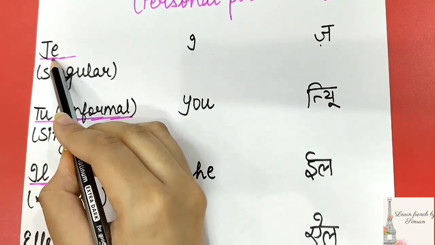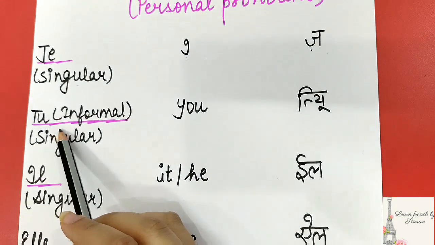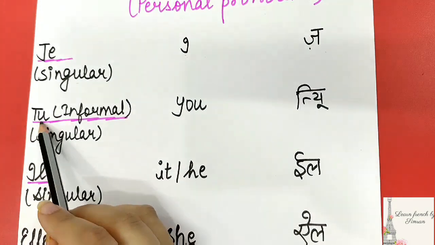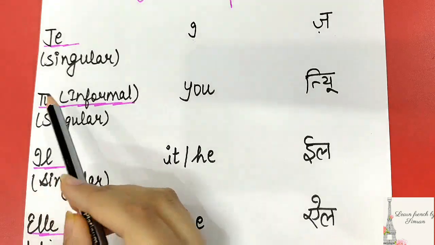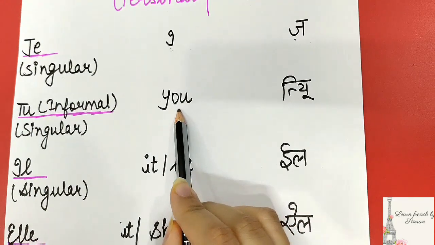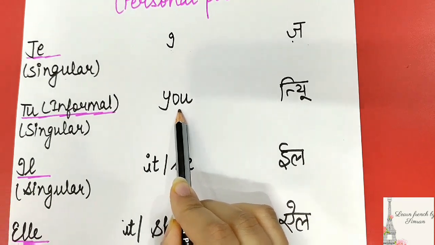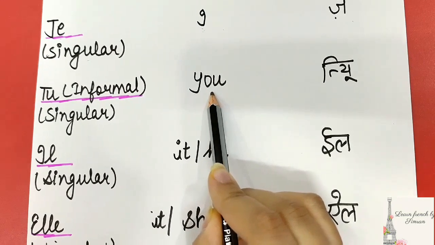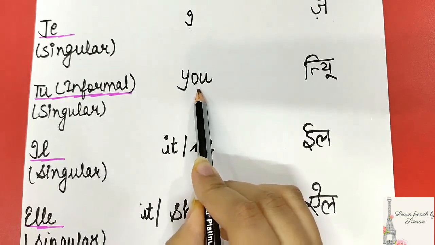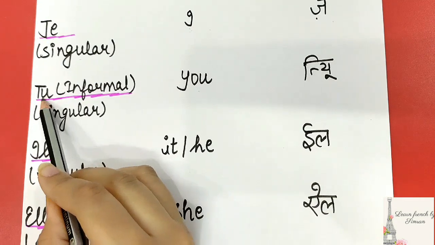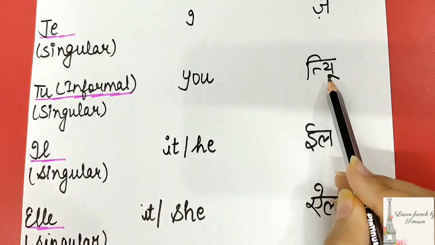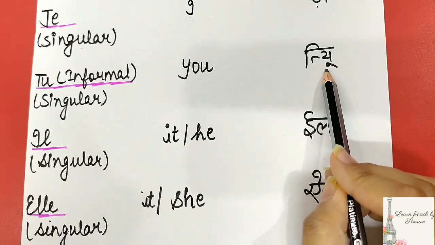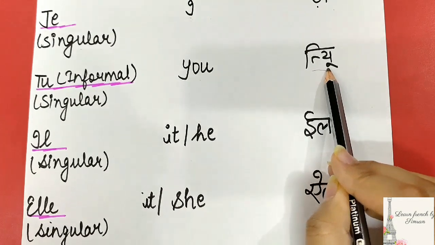so that I is known as "je" in French. Now our next personal pronoun is "tu", and the meaning is you, means you will refer to the second person, and it will be called "tu". As you can see here, I have written the pronunciation, which is "tu".